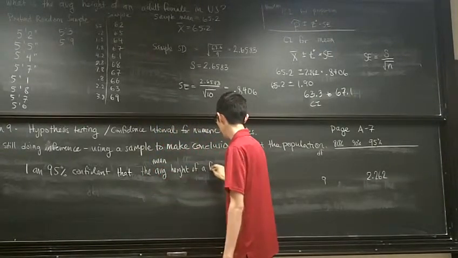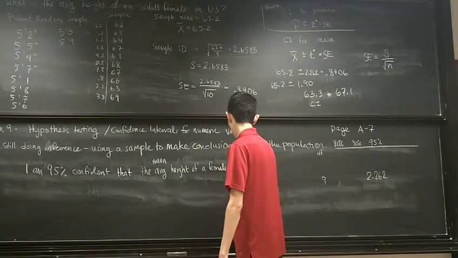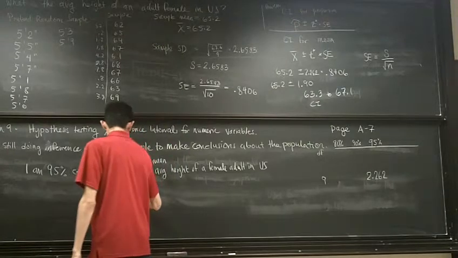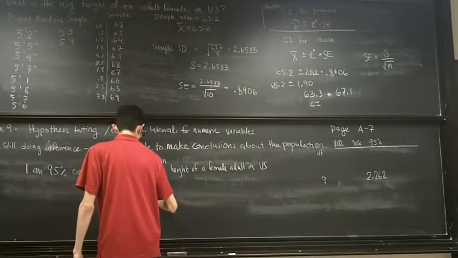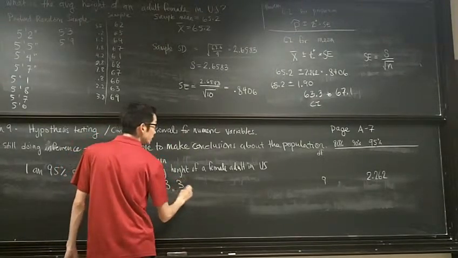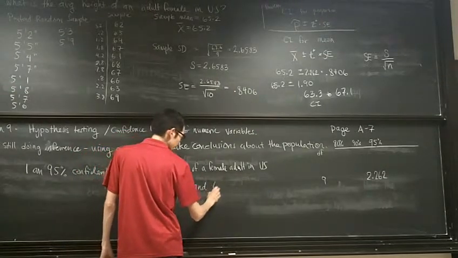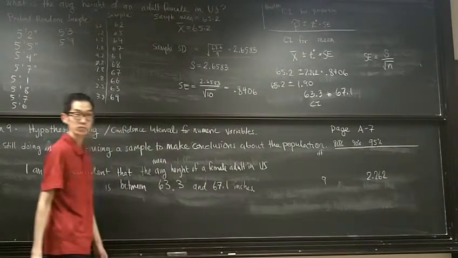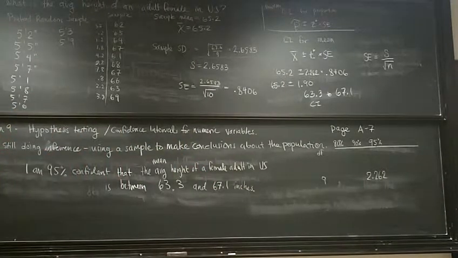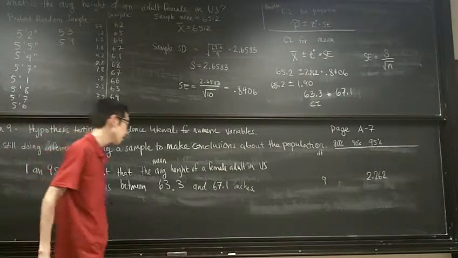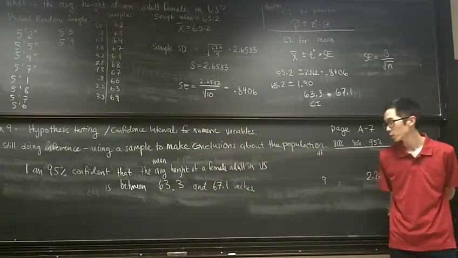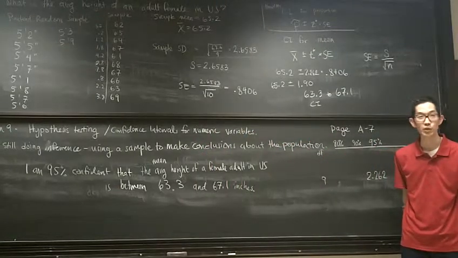I'm 95% confident that the mean height of a female adult in the US is between 63.3 and 67.1 inches. Okay? Is that alright? So I say I'm 95% confident that the mean height of a female adult in the United States is between 63.3 and 67.1.